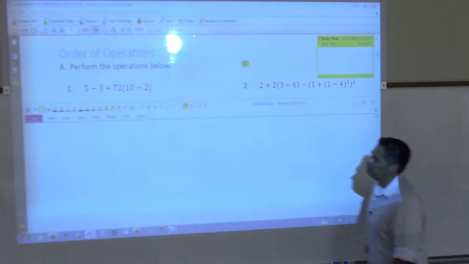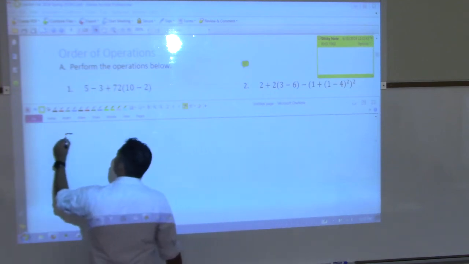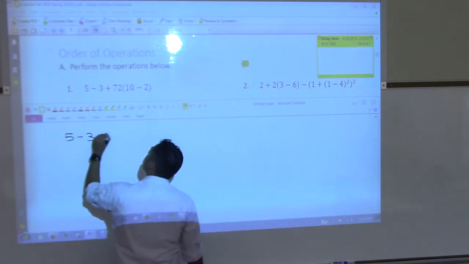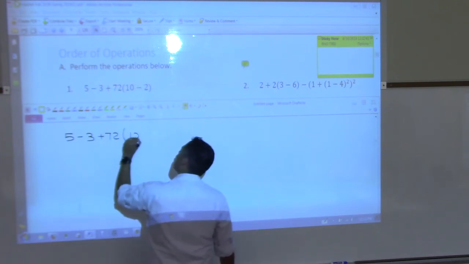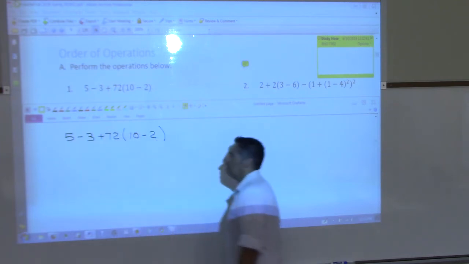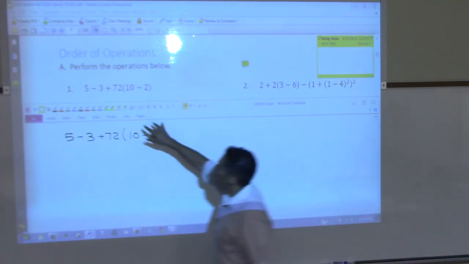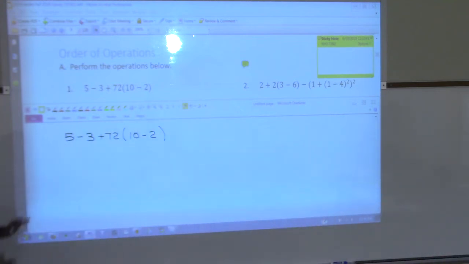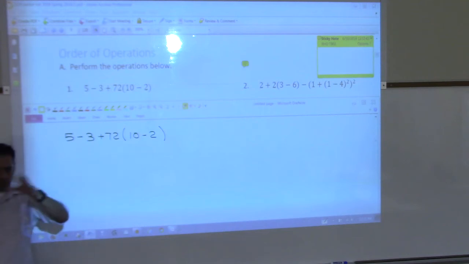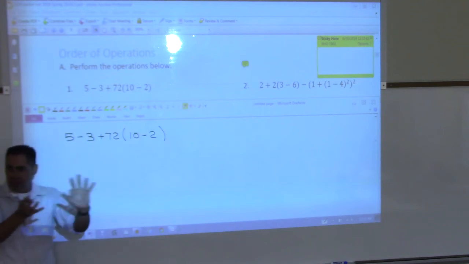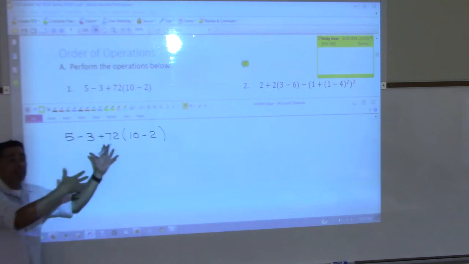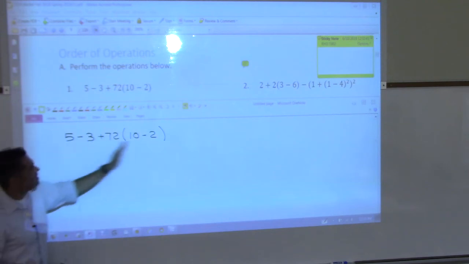All right, let's look at this first one here. We want to do 5 take away 3 plus 72 parentheses 10 take away 2. There are little tiny subtleties within this expression. We're asked to perform the operations to figure out what this is. First thing I'll point out is that this is an expression, not an equation. At the end we should just have something, no equals signs anywhere. We're not solving an equation for x. It's just, what is this number?